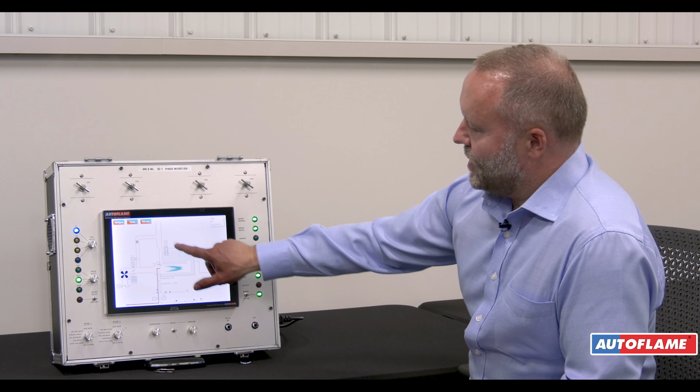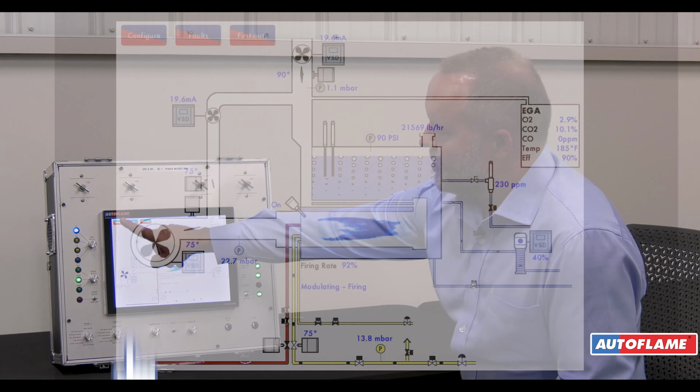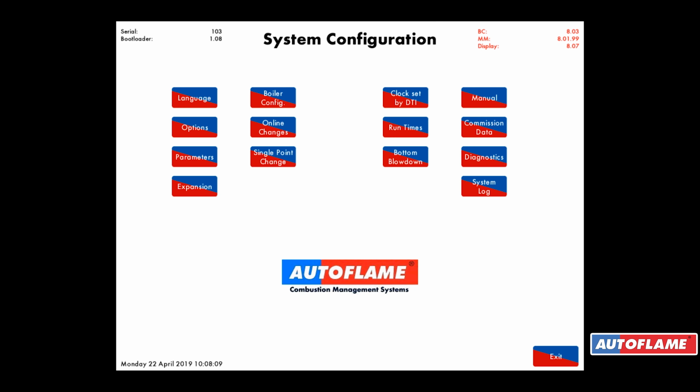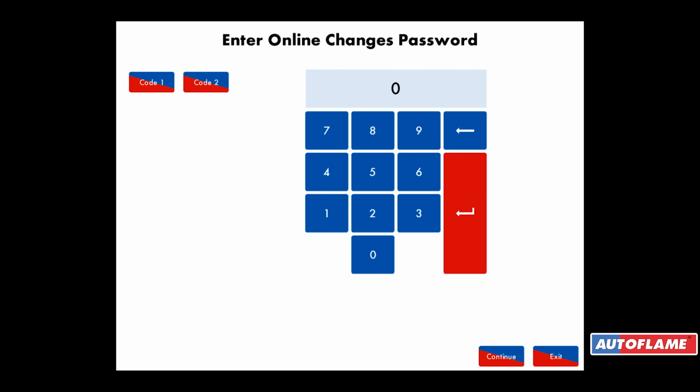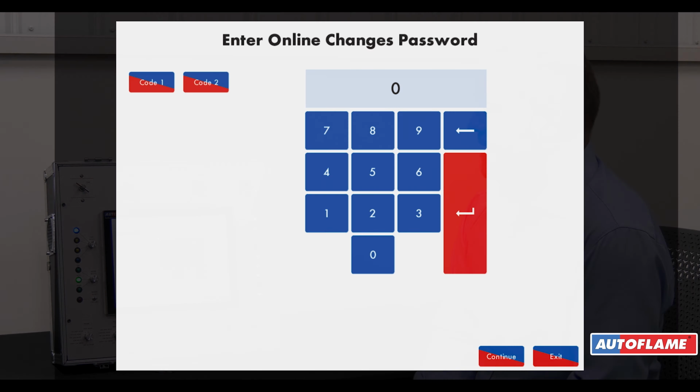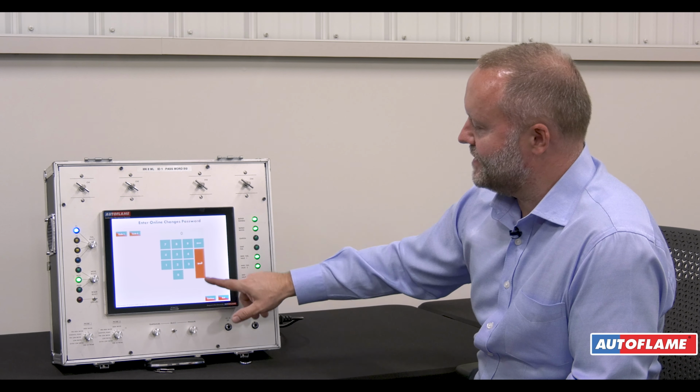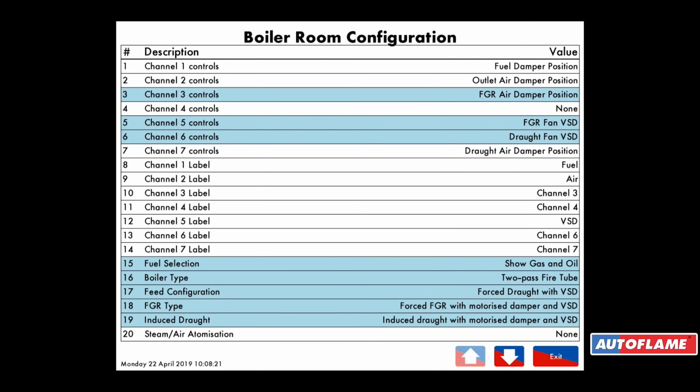Other areas on here, we can go and look at config. So by pressing the config button at the top, I can change the picture on the front of the controller. Now again, everything is password protected and there's a number of different passwords. Just for simple, we've made this 00. So on here, I can change what that picture looks like.